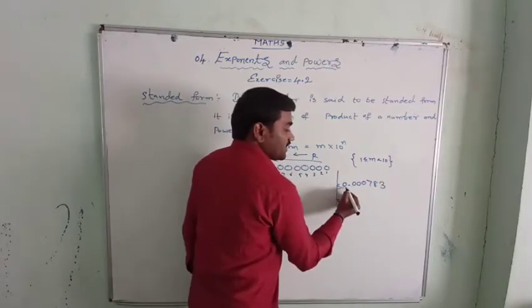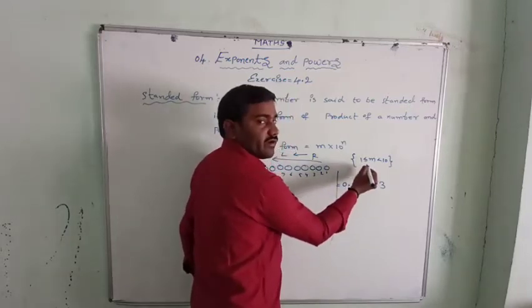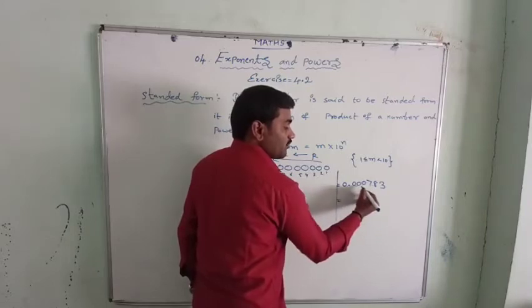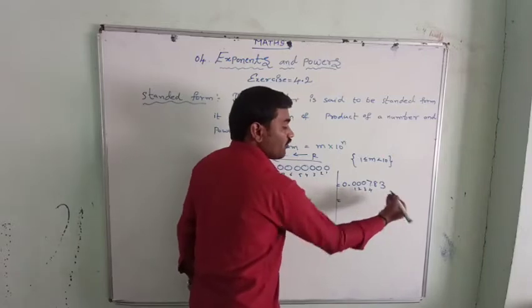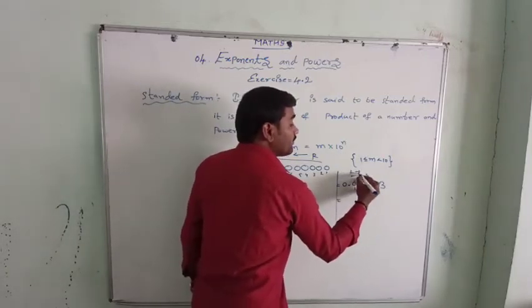So here it is 0. If you put a decimal point here, it will be 0, which is not greater than or equal to 1. So the decimal point should be moved till here. How many places do we have to move here? 1 digit, 2, 3 and 4. 4 digits we have to move forward, from left to right.